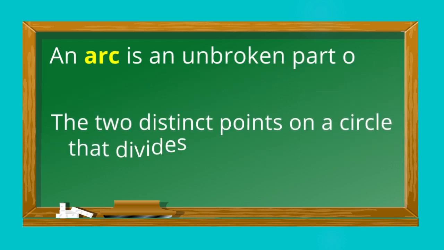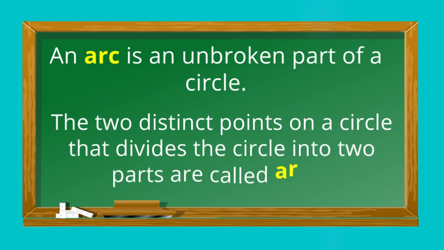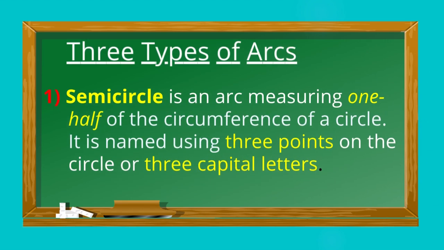Next term is an arc. An arc is an unbroken part of a circle. So the two distinct points on a circle that divide the circle into two parts are called arcs. There are 3 types of arcs. The first one is the semicircle. A semicircle is an arc measuring 1/2 of the circumference of a circle. It is named using 3 points on the circle or 3 capital letters. Again, it is named using 3 points or 3 capital letters.